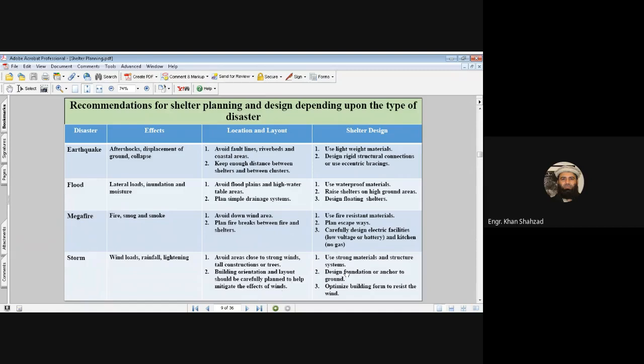How can you design such shelters for this storm? Use strong materials and structural system so that it can resist this. Design the foundation or anchor to ground. Design the foundation for your shelters or anchor it into the ground so that it can resist the wind load. Optimize building form to resist the wind. Yeah, this is the most important.